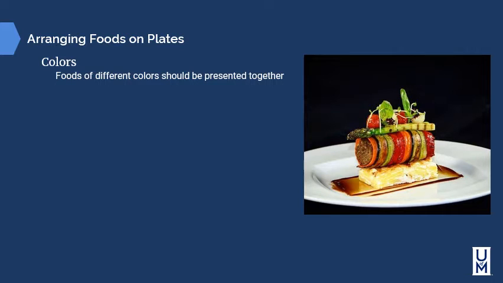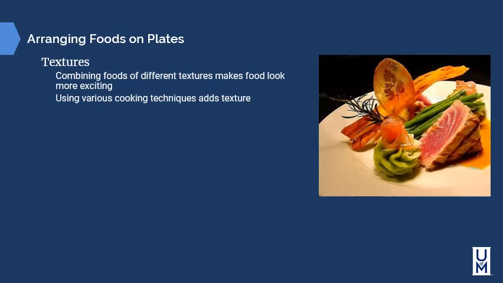Colors are also another aspect. Food of different colors should be presented together. This will give contrast to the different items and will showcase each one of them in turn. Textures are extremely important. Imagine a plate consisting of all mushy textures. Doesn't sound very appetizing to me unless you're 12 years old. Combine foods of different textures, different crunchinesses, different smoothnesses and richnesses, to make food look more exciting. Using various cooking techniques adds texture to things, but texture also prevents the mouth from getting bored when you're eating.